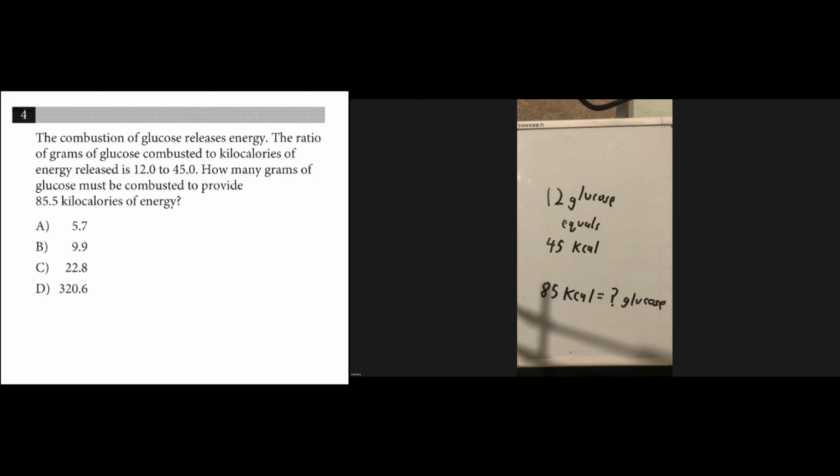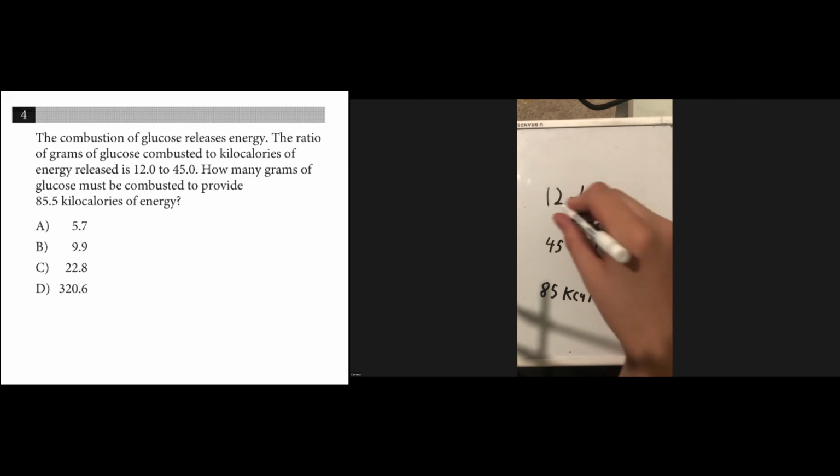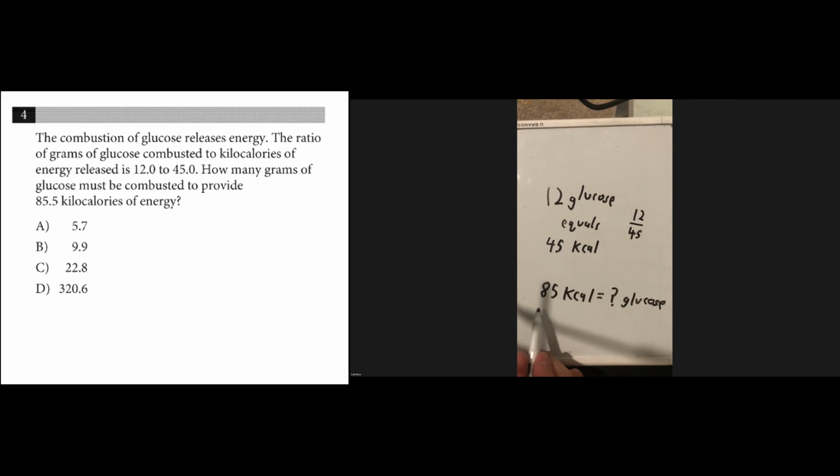So the way we would do this is we would just need to find the common ratio. So we would do 12 glucose divided by 45, and we'd put that in our calculator, and then we'd multiply it by the kcal value, which would be times 85. So 12 over 45 times 85, which we plug into our calculator, gives us 22.8. And that would be our answer, C.